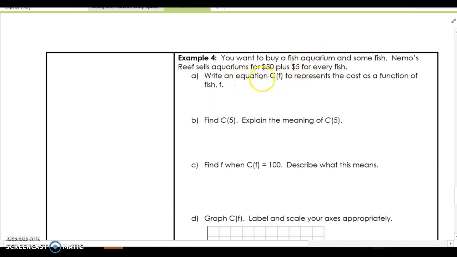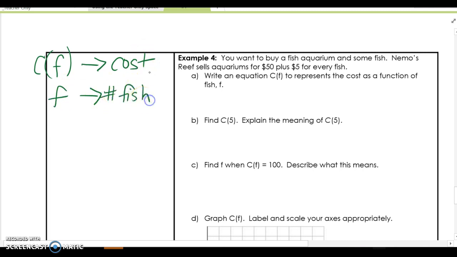Write an equation. C of f represents the cost, and f would be the input, which represents the number of fish. So in this example, to find the cost, C of f, you have to multiply the number of fish you purchase times 5, and then you have to add 50 for the starting value for the aquarium.